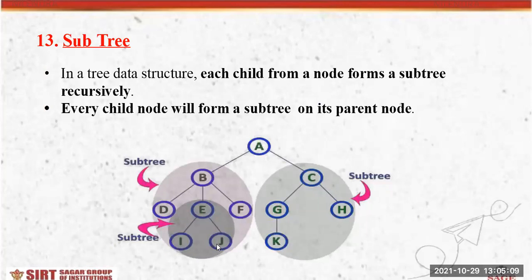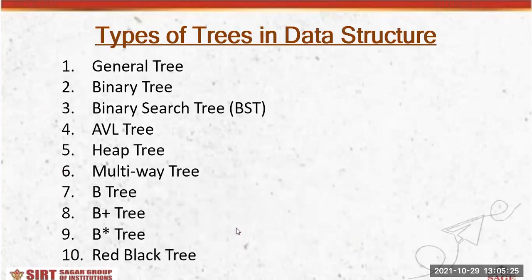Similarly, EIJ will be another subtree inside a subtree, which is a subtree of your main primary tree. Okay, basic tree. So we can just split the particular tree into different subtrees. Now coming to the topic, the types of trees in data structure. We have these many types of trees.